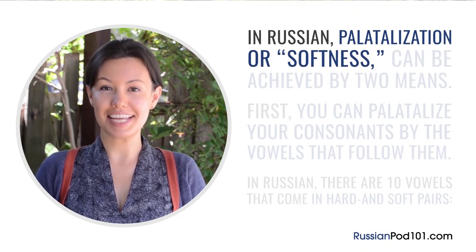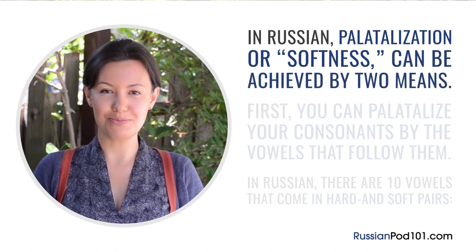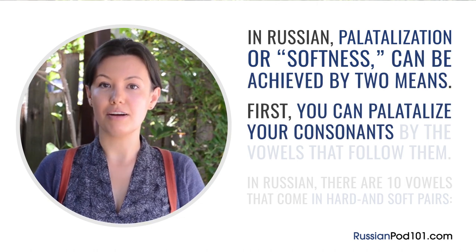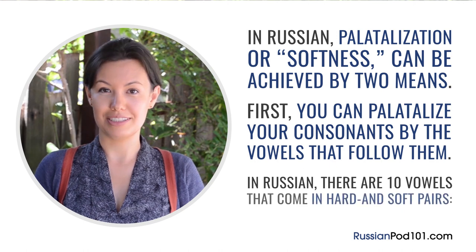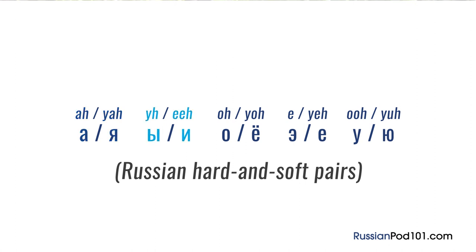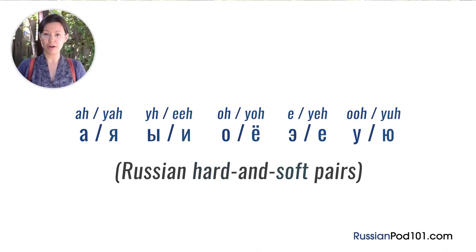In Russian, palatalization or softness can be achieved by two means. First, you can palatalize your consonants by the vowels that follow them. In Russian, there are 10 vowels that come in hard and soft pairs. The soft vowels are я, и, ю, ё, е, and the hard vowels are а, ы, у, о, э. So, if a consonant is followed by one of the soft vowels, it's considered palatalized.